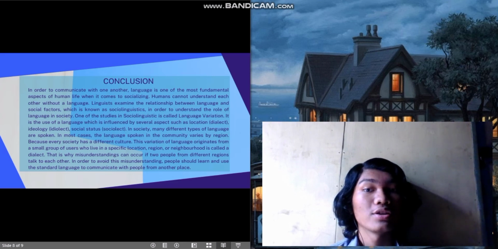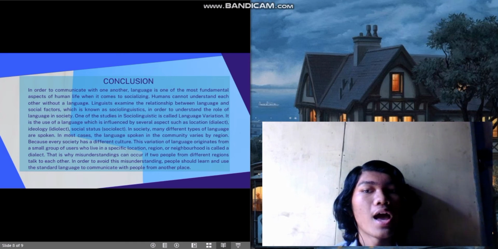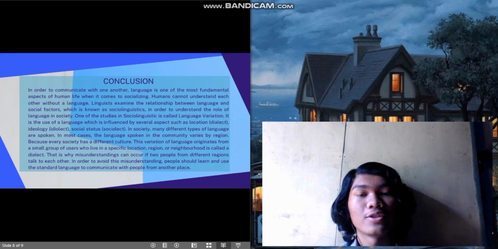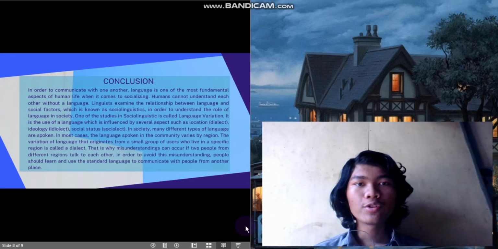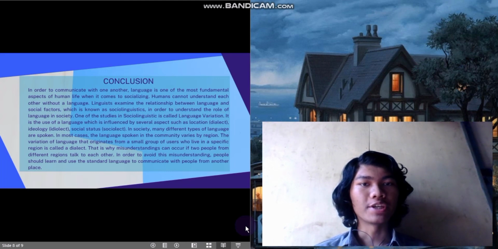It is the use of a language which is influenced by several aspects such as location or dialect, ideology or idiolect, social status or sociolect. In society, many different types of language are spoken. In most cases, the language spoken in the community varies by region. The variation of language that originates from a small group of users who live in a specific region is called a dialect. That is why misunderstandings can occur if two people from different regions talk to each other.